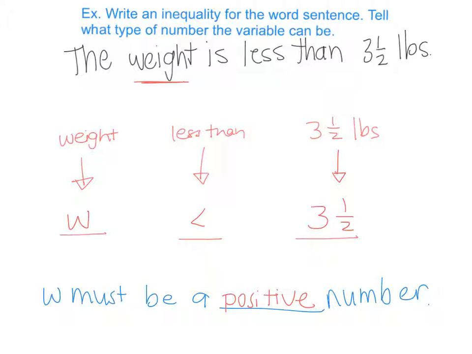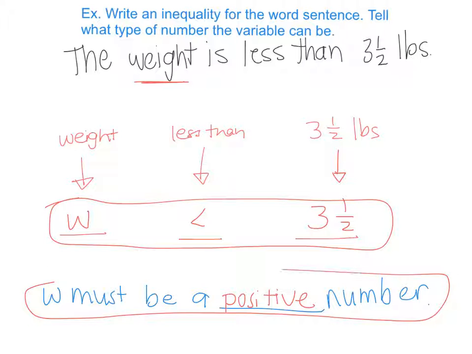Okay? Could it be a fraction? Yes. Could it be a decimal? Yes. It doesn't have to be a whole number necessarily. It could be any number, but it has to be a positive number. Now, why we did this: W must be a positive number. That's because of these instructions. Tell what type of number the variable can be. So if it asks you to do that, then you need something like this answer here. Okay, so we had two answers. We had our inequality, and we had that one here. Okay, two answers for this question.